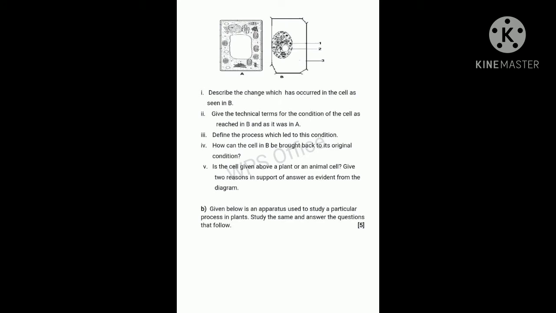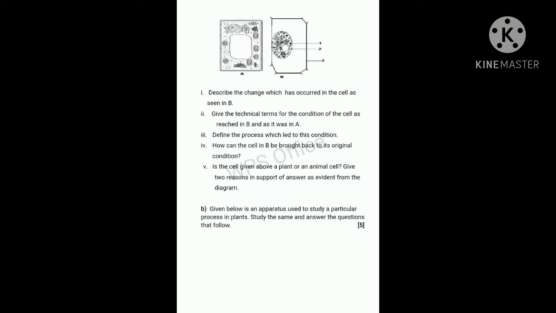The first question, describe the change which has occurred in the cell as seen in B. I said describe, which means you have to explain a little bit here. Here, the plasmolysis process takes place. Protoplast has moved away from the cell wall. Or you can write cytoplasm and plasma membrane move away from the cell wall. So those are the changes we can observe in cell B.